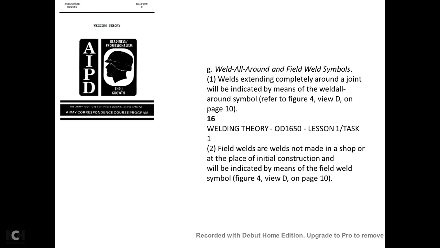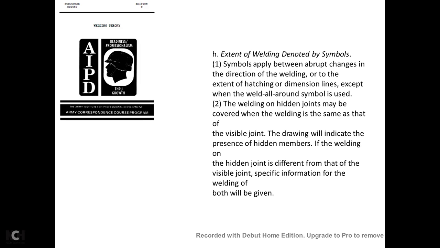Weld all around and field weld symbols. Weld all around: symbols will extend completely around the joint, indicated by the weld-all-around circle symbol. Field welds are welds not made in a shop, at the place of initial construction, and are indicated by the field weld symbol. Extent of the welding denoted with the symbols: symbols apply between abrupt changes in the direction of the weld.